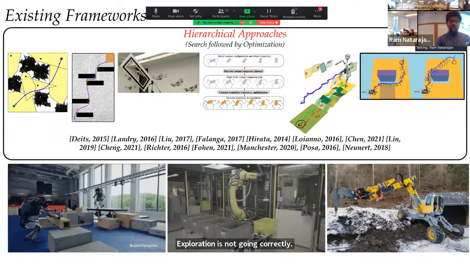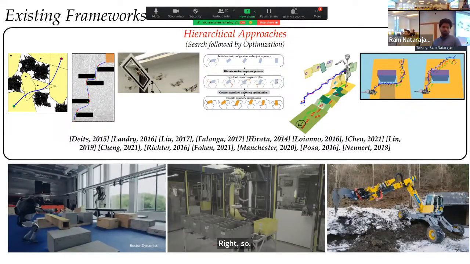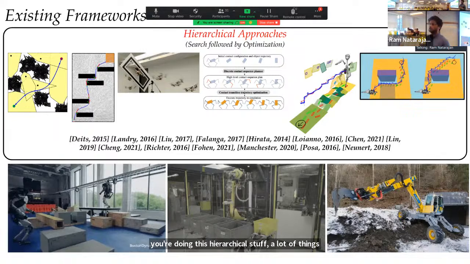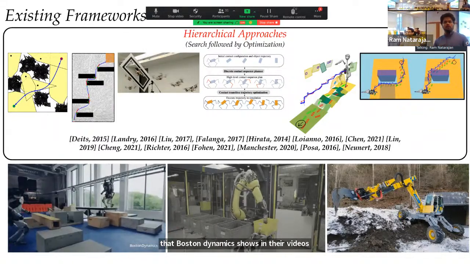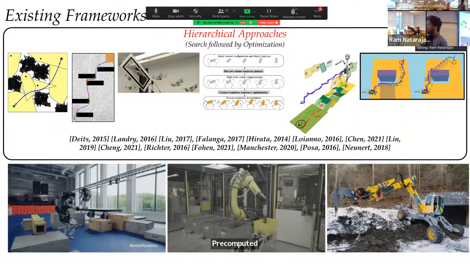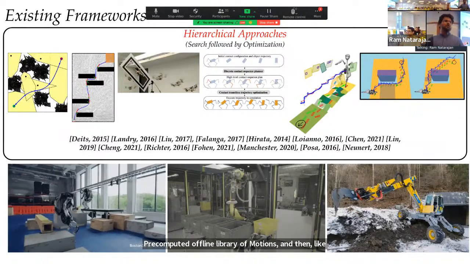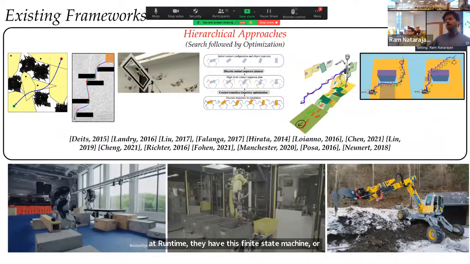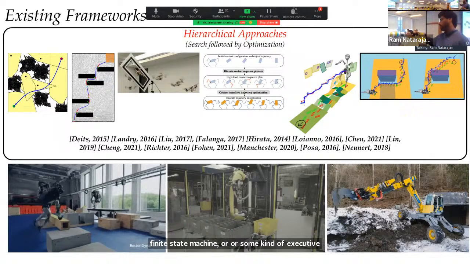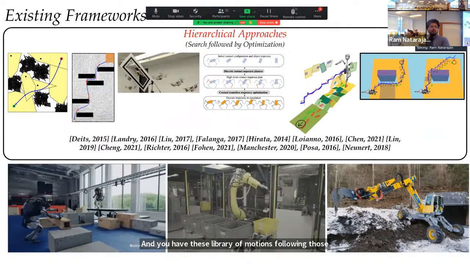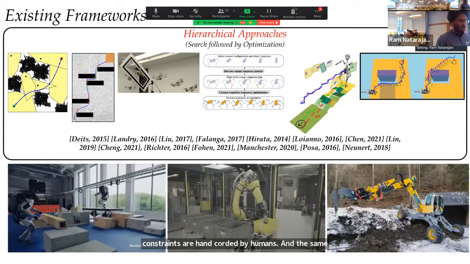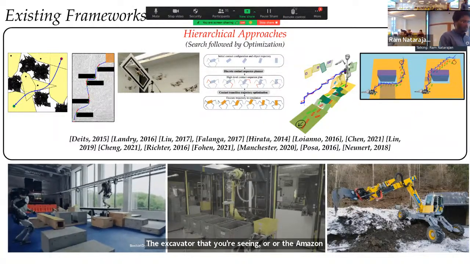But it turns out that these methods actually work really well in practice. Even if you're doing this hierarchical stuff, a lot of things that Boston Dynamics shows in their videos are a pre-computed offline library of motions. And then at runtime, they have a finite state machine or some kind of executive module that is trying to make these discrete decisions, and you have this library of motions following those discrete constraints. Many times these constraints are hand-coded by humans. And the same thing applies to the excavator that you're seeing or the Amazon robots that you see doing the sorting task.